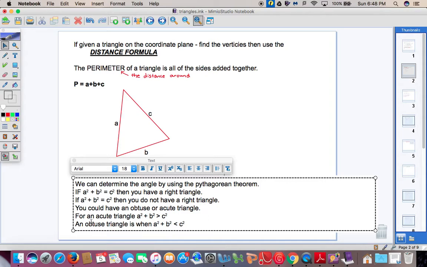If it is an acute triangle, you would say that if a squared plus b squared is greater than c squared, then you have an acute triangle. And if a squared plus b squared is less than c squared, then you would have an obtuse triangle. We'll work with that a little bit more. But you can use the Pythagorean theorem for more than just determining if it is an exact right triangle. It can also be used to determine if it's an obtuse or an acute.